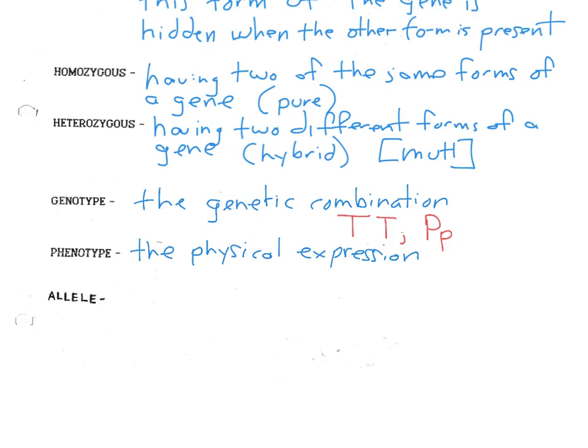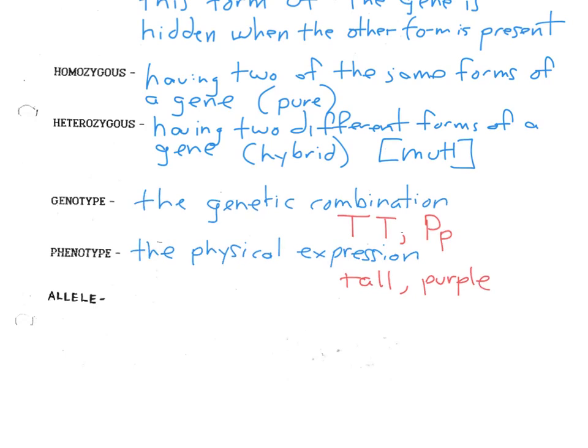That's genetically. The physical expression then would be written in words. It's what we see on the outside. So in my above examples, the phenotype of the plant whose genotype is big T, big T would be tall. And the phenotype of the plant whose genotype is big P, little p, would be purple.